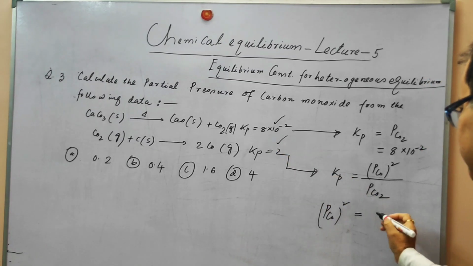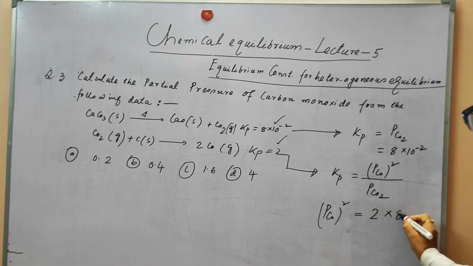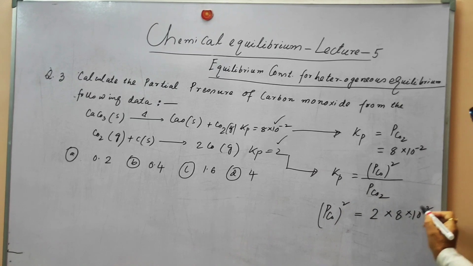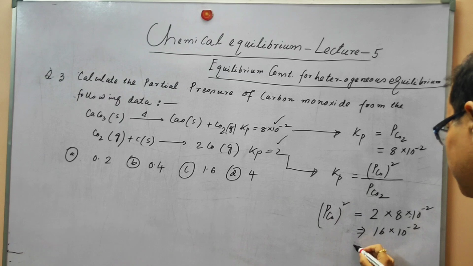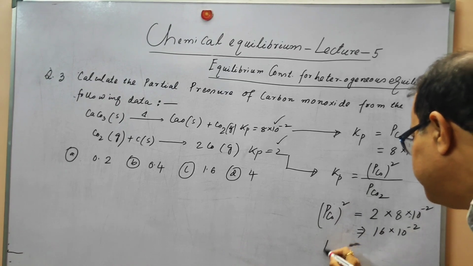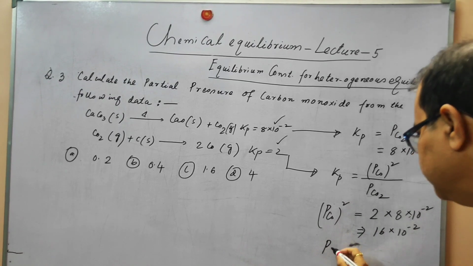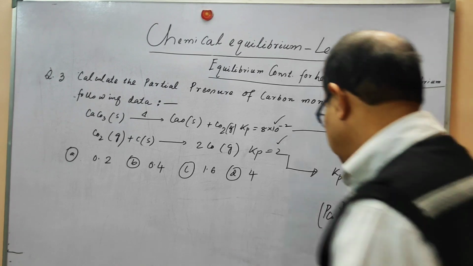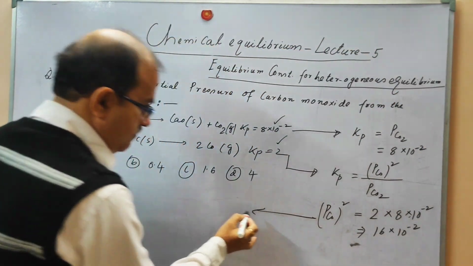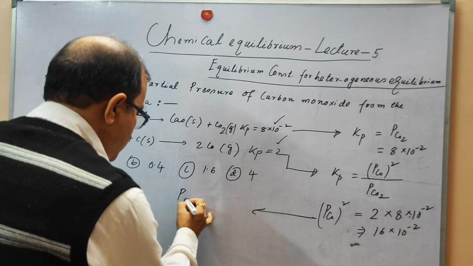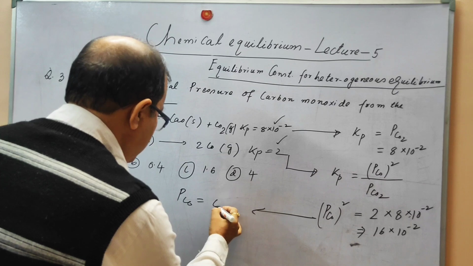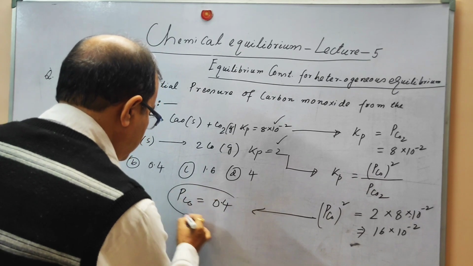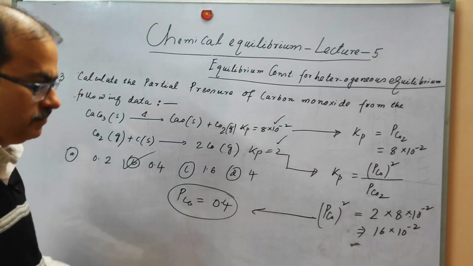So Kp is given as 2, and this is 10 to the power minus 2. So what will we get? You will get 16 into 10 to the power minus 2. So PCO, we can calculate here, PCO is equal to, it will be coming around 0.4. So this will be the answer.